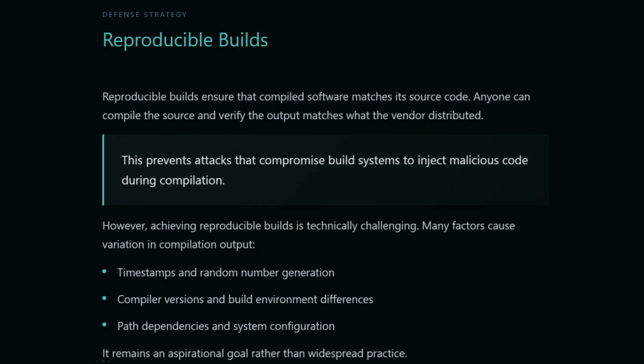However, achieving reproducible builds is technically challenging. Many factors can cause variation in compilation output: timestamps, random number generation, compiler versions, and build environment differences. The Reproducible Builds project has made progress, but many software vendors don't yet produce reproducible builds. It remains an aspirational goal rather than widespread practice.